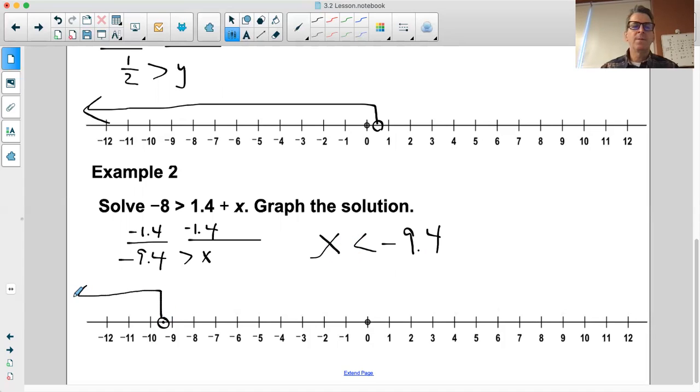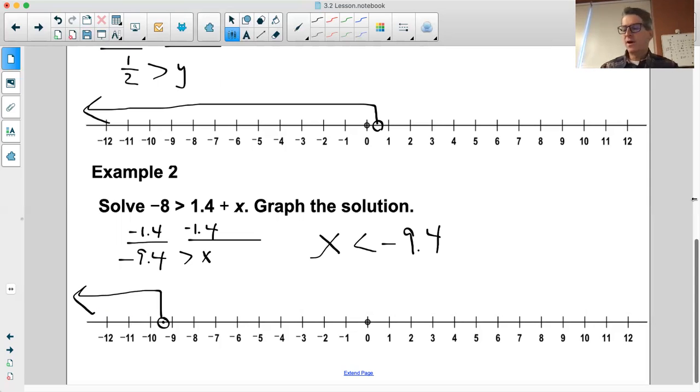If you put a number in like -10, -10 plus 1.4 would be less than -8. Okay, so that would check out. 0 would not. 0 plus 1.4 would be greater than -8. So you always want to check to see where you're at with regards to your solution set.